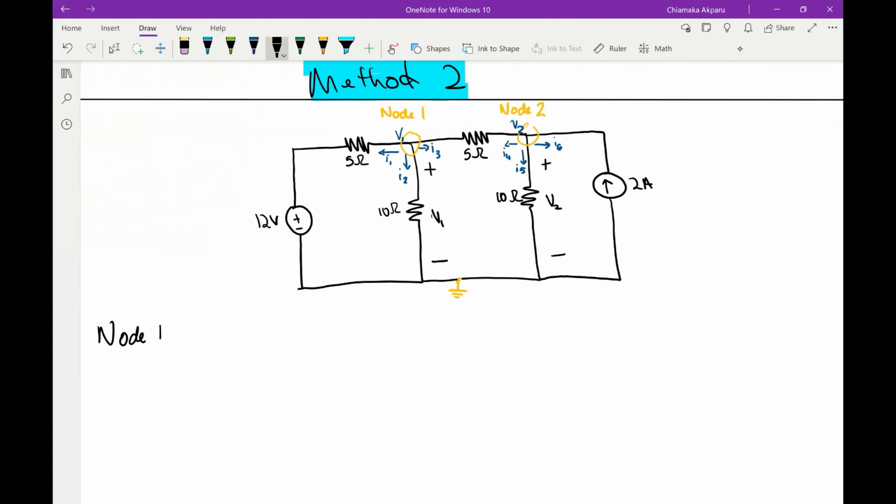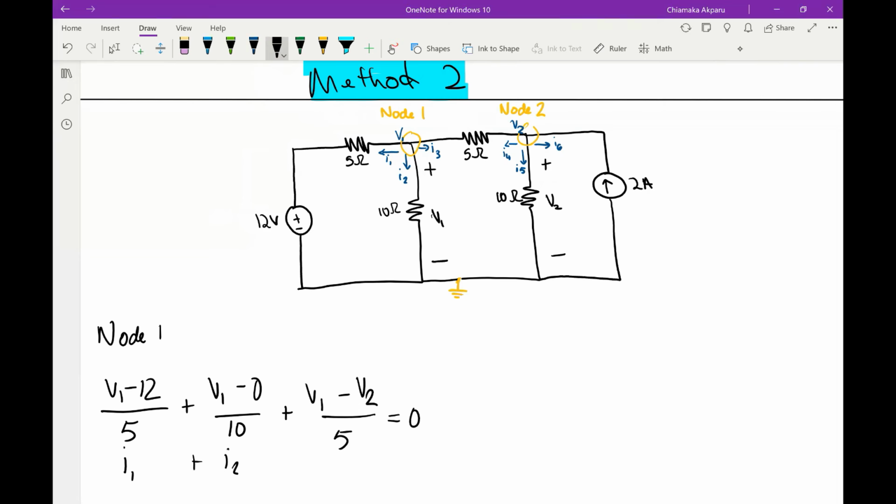So at node 1, we're always going to write V1. We're going to subtract the lower voltage, which in this case is 12, and put that over the 5 ohm resistor. Then we're going to do V1, subtract 0, our ground, and put it over the 10 ohm resistor. And then we're going to have V1 subtract V2 and put that over 5, and set this all equal to 0. This is because we have I1 plus I2 plus I3 is equal to 0.